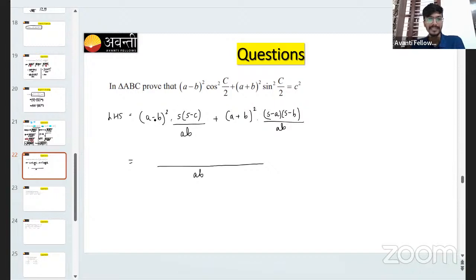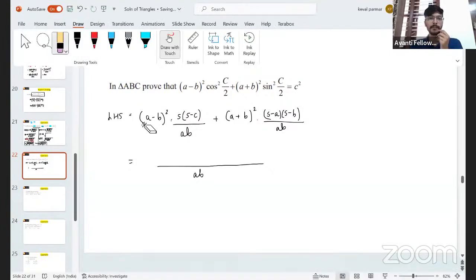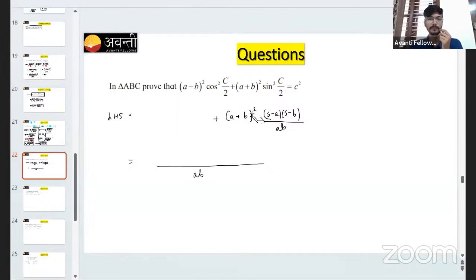Let's see. So a minus b the whole square, a plus b the whole square. I guess we should avoid this, right? Because I am thinking this will become very messy. Here if I open this bracket, I'll get s square, and s is a plus b plus c by 2, its square, a square plus b square. So let's avoid this, I guess. We'll use our normal method of converting to half angle.